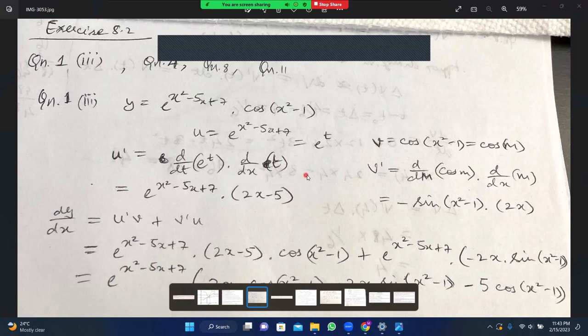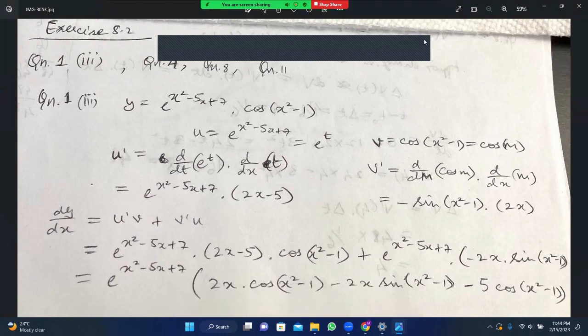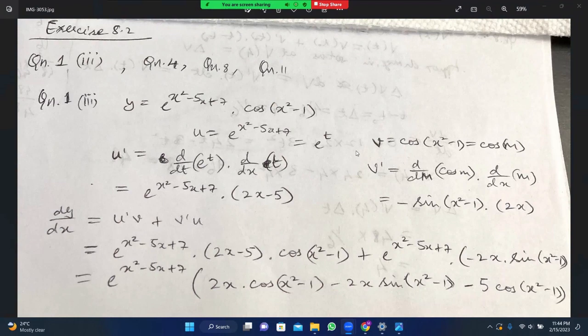So here we look at small v. Small v is given by cosine of x square minus 1, equal to cosine of m. Applying the chain rule, the differentiation of cos m is minus sine m, which is minus sine of x square minus 1. And d by dx of m is 2x, as given here.